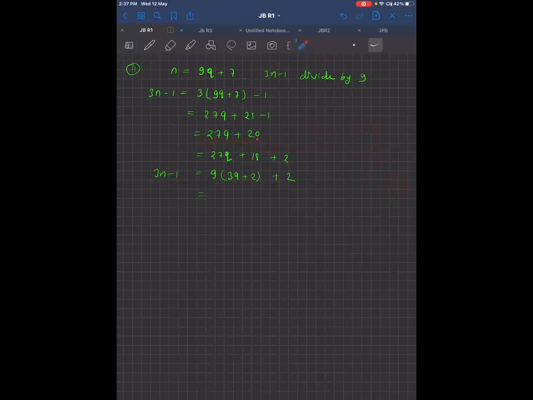So that's why first I'm separating a number which is a multiple of 9, so that I can take 9 common. Why do we need to take 9 common? Because we need to divide by 9 and separate. Therefore, the remainder is equal to 2.